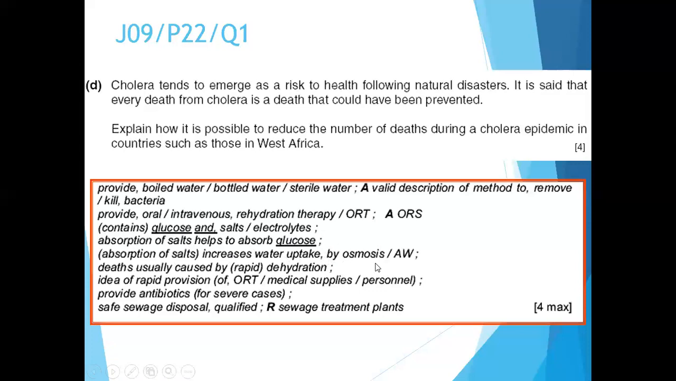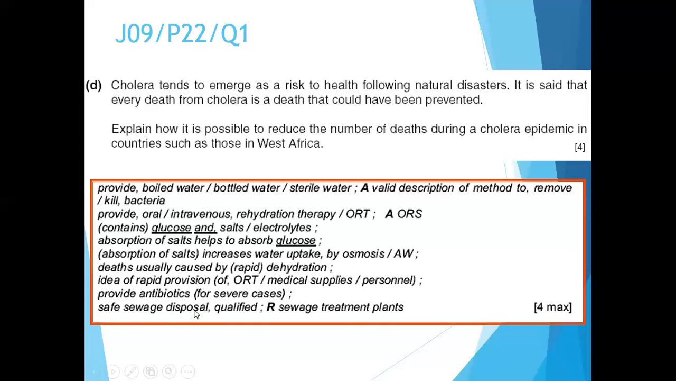You have to write by osmosis. So always remember, the biologists' way of describing uptake of water must include osmosis, right? Down the water potential gradient, because death is usually caused by dehydration. So that's why this prevents death. The idea of rapid provision, so to provide it quickly, right? Provide ORT quickly. Provide antibiotics only for very severe cases, right?